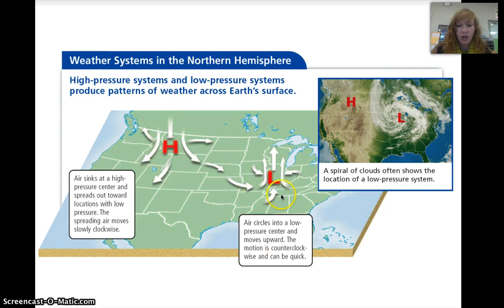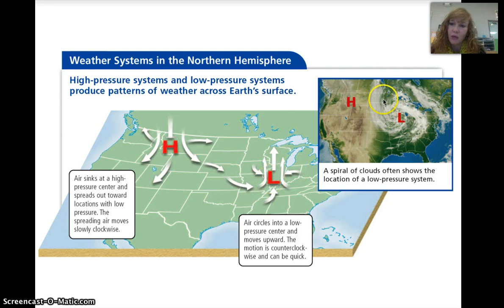Okay, then we have the low pressure air over here. And what is happening there is that clouds are forming because it's rising up. So you're going to have cloudy skies and possibly rain. It says air circles in a low pressure system and moves upward. The motion is counterclockwise and can be quick.